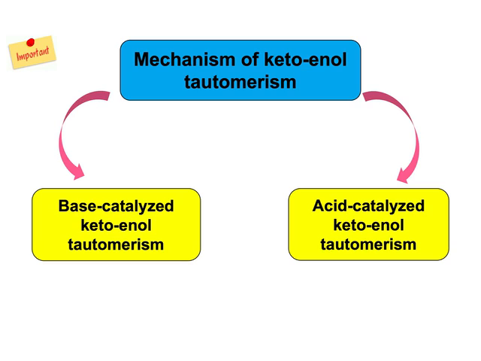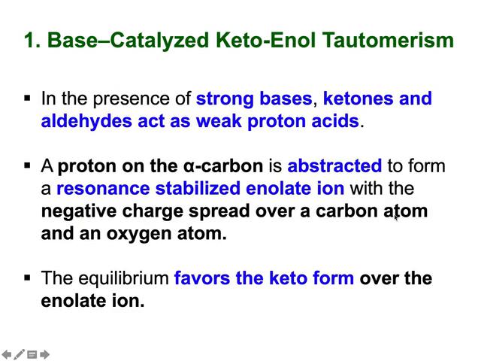So, mechanism of keto-enol tautomerism. There are two: base catalyst and acid catalyst. Look at the base catalyst keto-enol tautomerism. In the presence of a strong base, ketone or aldehyde acts as a weak acid. The proton on the alpha carbon is abstracted to form a resonance stabilized enolate ion. The equilibrium favors the keto form over the enolate ion.